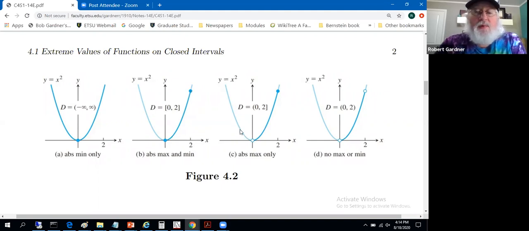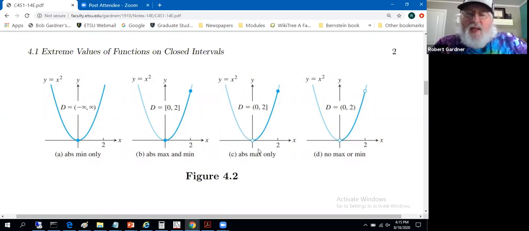Over here, we've got a squaring function, but this time the domain has been restricted from 0 to 2, excluding the 0, including the 2. A half open interval, as this book defines it. This has an absolute maximum of 4 at 2, just like the previous one, but it has no absolute minimum. Okay, now this illustrates some of the subtlety of this stuff.